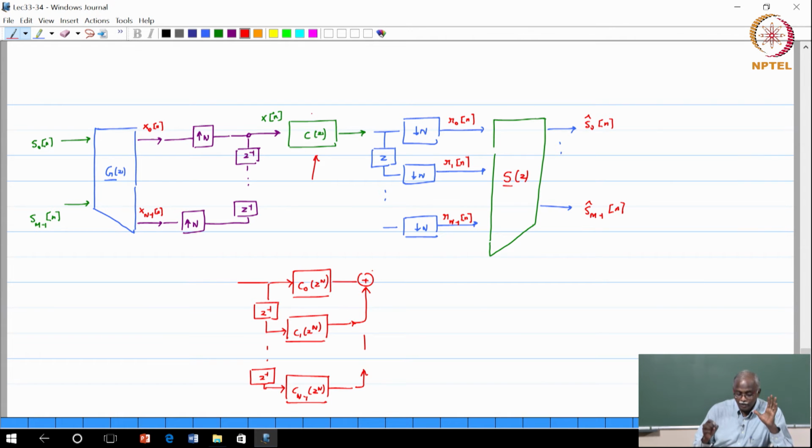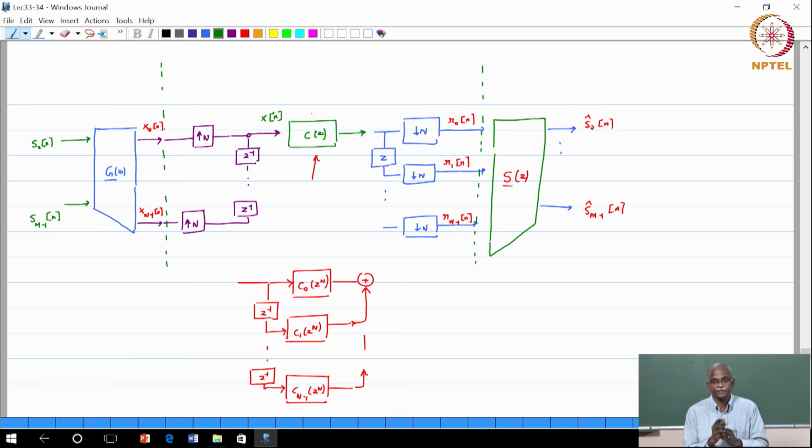Okay. Now, leave off this G of z, draw a line here, and likewise for the moment we will not worry about S of z, draw another line here. Look at what is in between. You have a parallel to serial converter using the delay chain, then a channel which has been implemented in the polyphase form and a serial to parallel converter at the other end. Okay. Now, is this an LTI system?